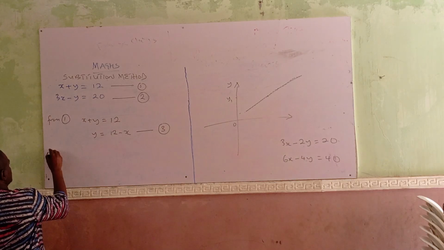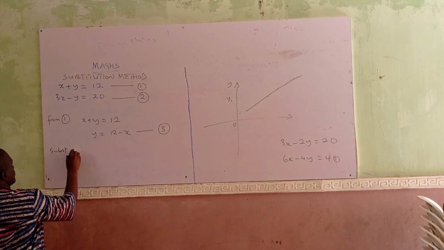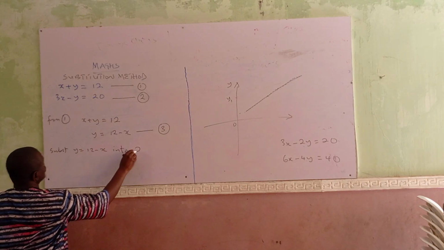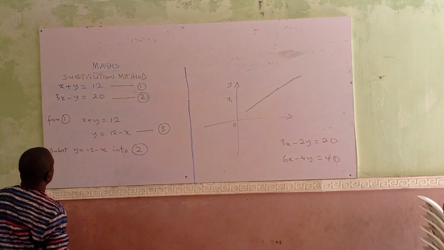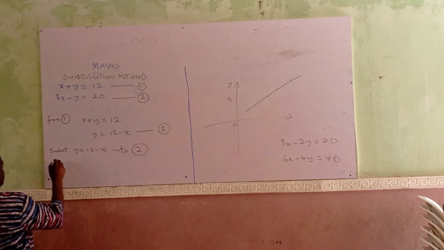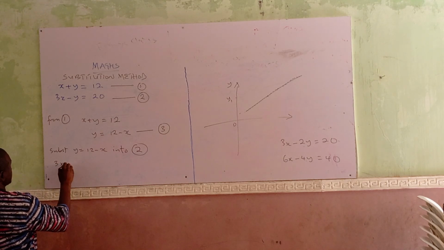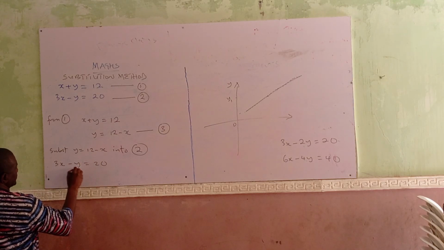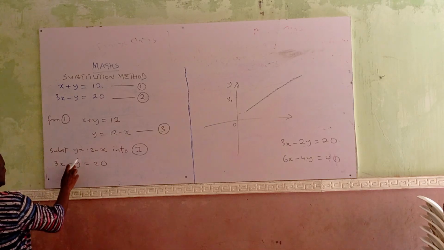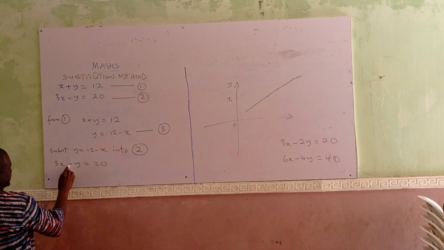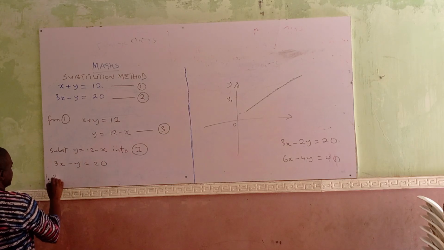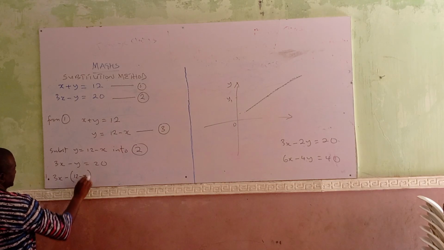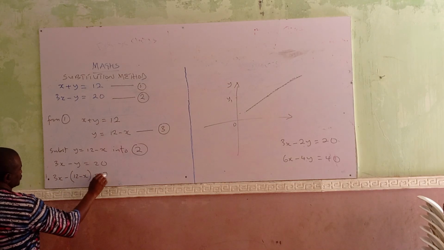So here I will say substitute y equals to 12 minus x into 2. Is that okay? So I have 3x, and this equation says minus y is equals to 20. So I want to replace this y with 12 minus x. Take note there's a negative here. This one does not have negative. So I can write 3x minus, I'll put bracket, so I have 12 minus x close bracket is equals to 20.